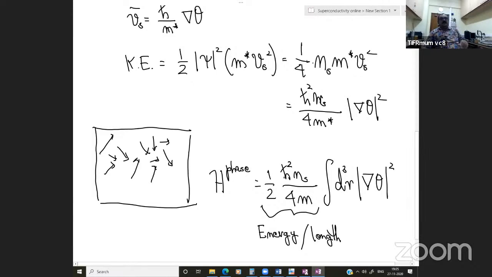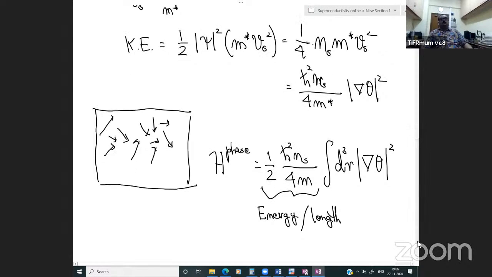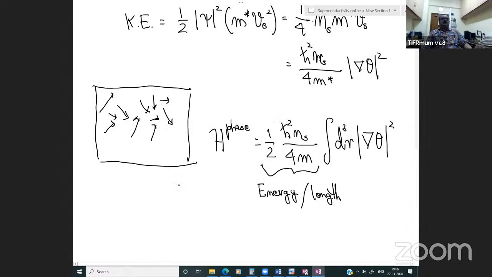Why? Because you know ħ²k²/2m would have been energy. k is 1 by length, but instead of k² here I have n_s. n_s is the superfluid density, so it is per unit volume, which has one extra length. So that means this prefactor has to be multiplied by some length in order to get the characteristic energy scale for phase fluctuation. What is that length scale?